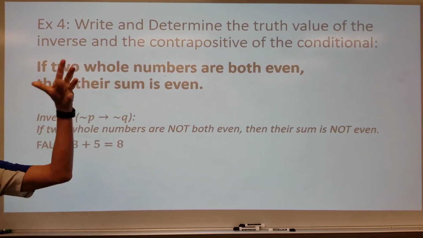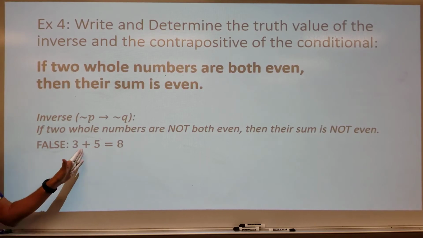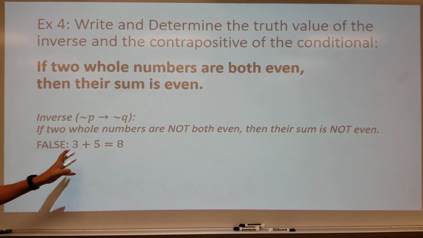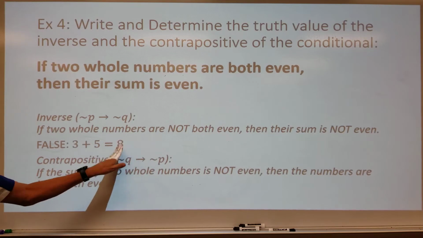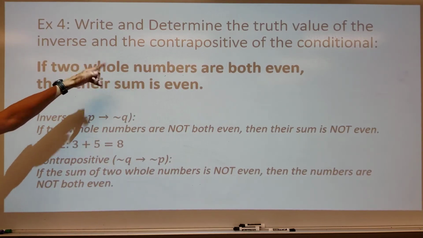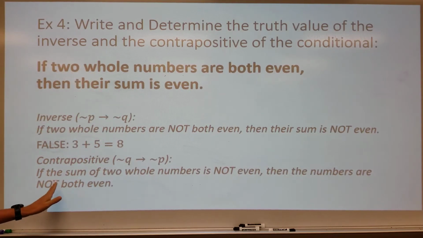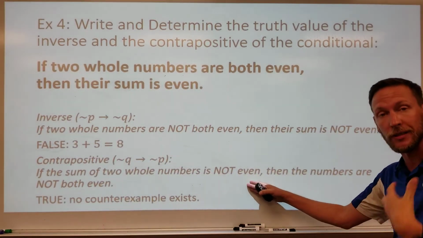Not just saying it's not true, pick any pair of odd numbers, but actually taking those odd whole numbers and giving a specific counterexample. A contrapositive is when you're saying if not conclusion, then not hypothesis. So again, identifying hypothesis, conclusion, flipping them, and negating both of them. If the sum of two whole numbers is not even, then the numbers are both not even. This indeed is true. There's no counterexample that exists that will show that this contrapositive is false.